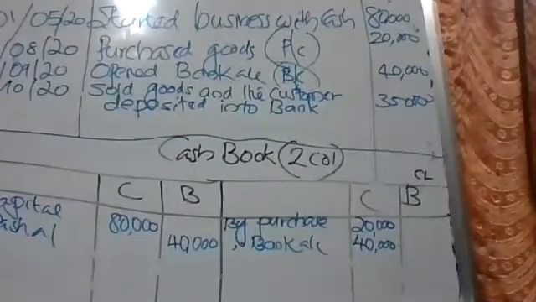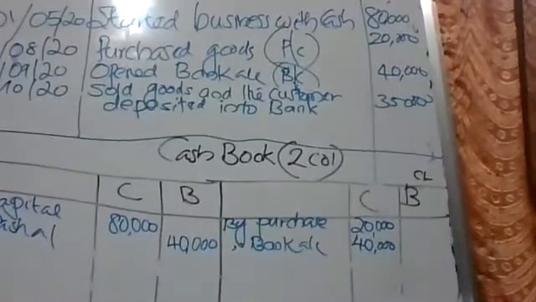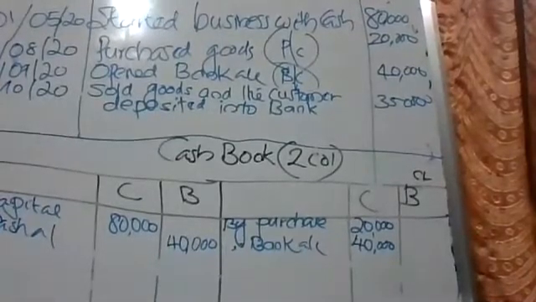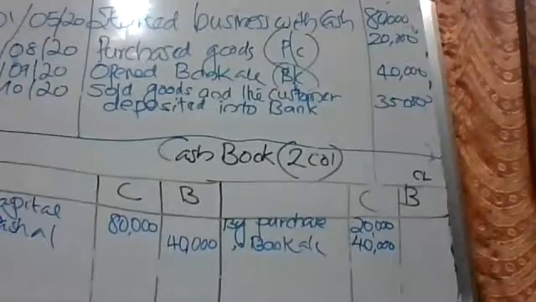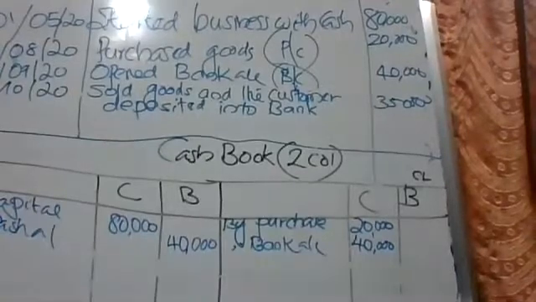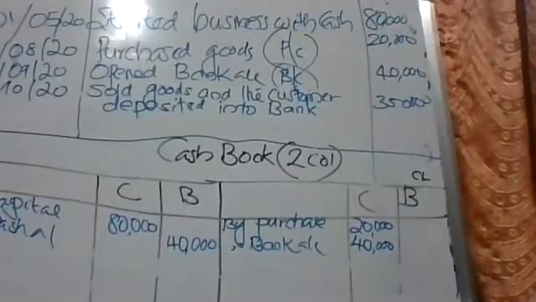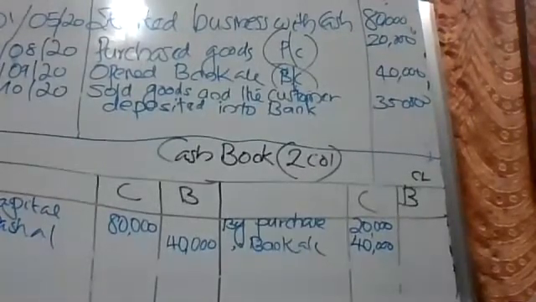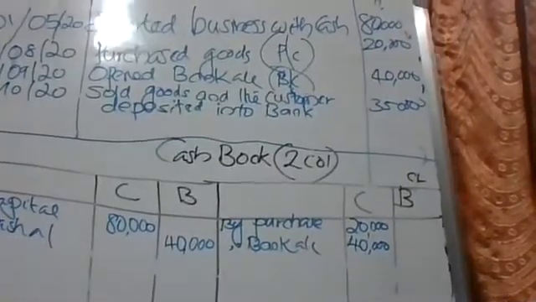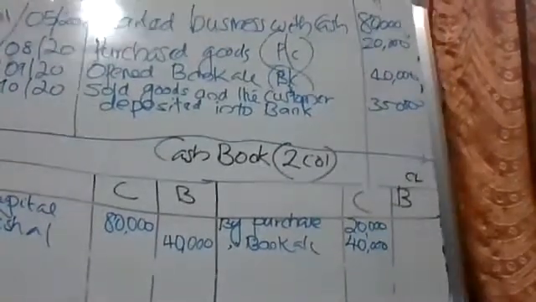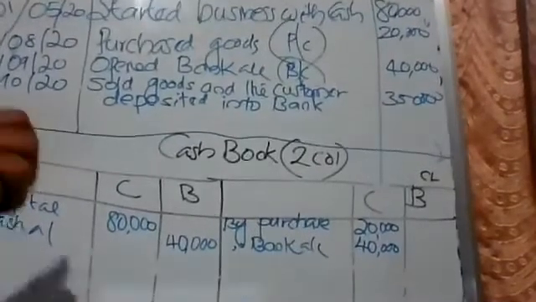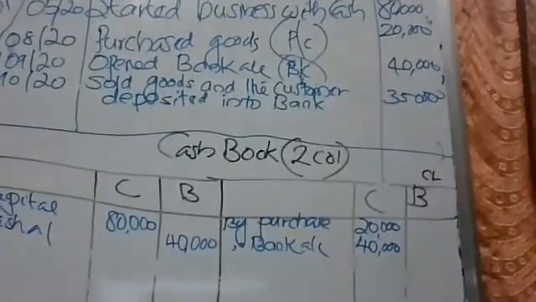But that kind of lengthy sentence will not be there in the question paper. In the question paper, they will say like this only. We should be able to understand. In brief way only, they will express in the question paper. Sold goods and the customer deposited into bank. It's a lengthy sentence. They compress it. Okay, we are selling goods to the customer and the customer is depositing the money into the bank instead of giving into our hand. That's the meaning. Okay, wow.